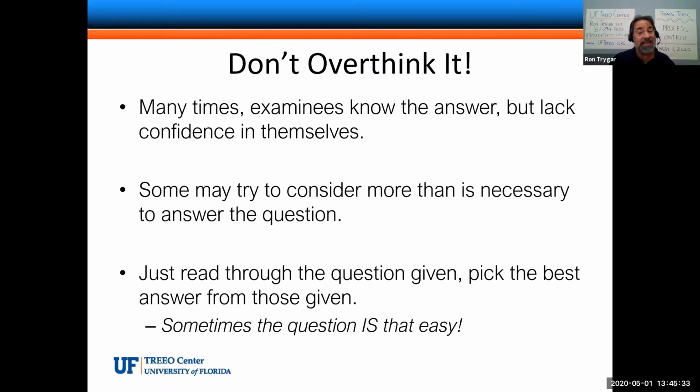Sometimes the question is that easy. On the A exam, there are some very tough questions, but there's also some that are somewhat easy and somewhat simple. Try not to get caught up in that and think that it's a trick question because you think it is easy. It may actually be that you know the material and it is actually that easy. I know that sounds crazy, right?